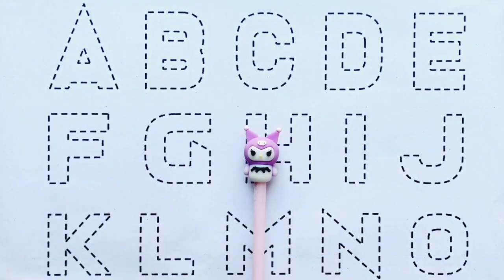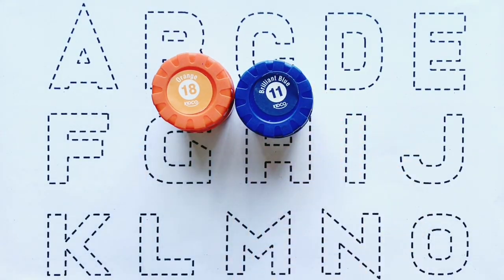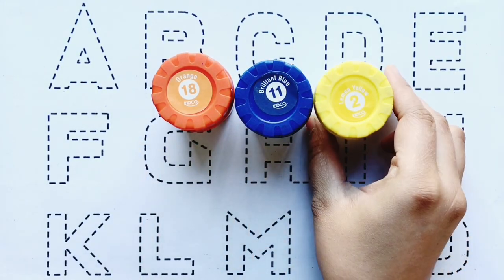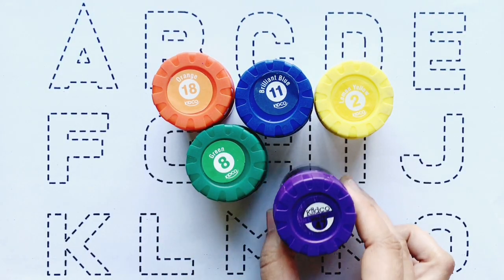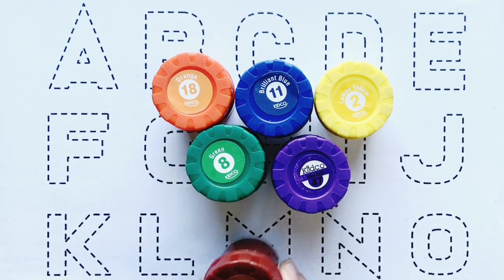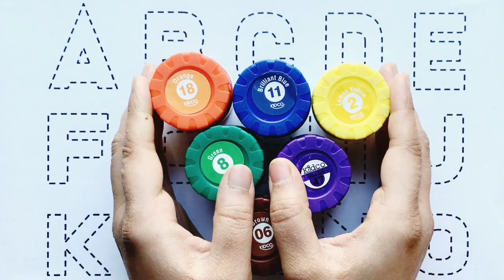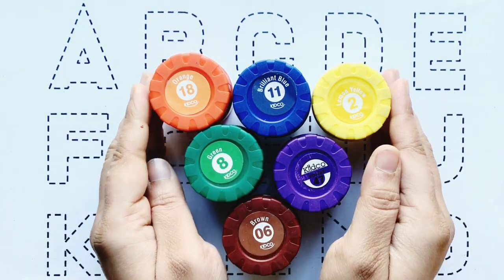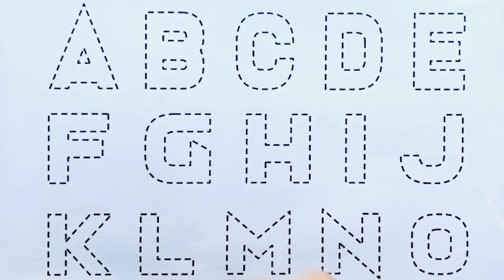I learned color's names. Let's go. Orange color, blue color, yellow color. This is a green color, purple color, and this is a brown color. I learned capital letter A to O. Let's draw and paint.